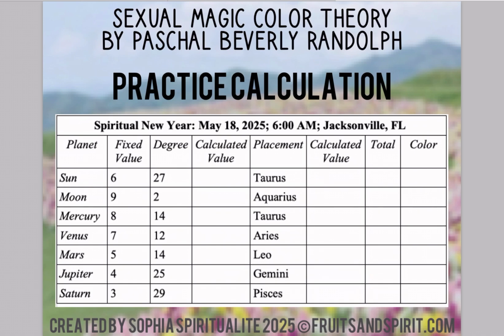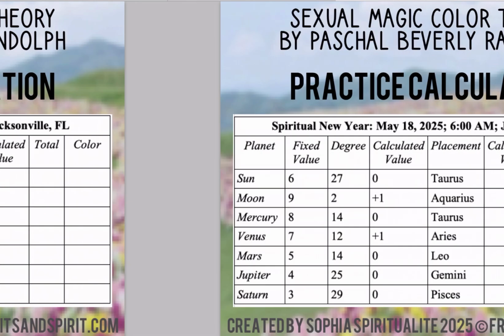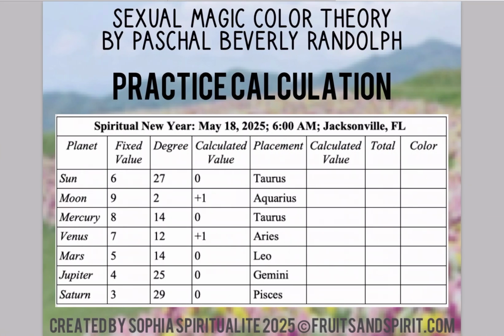So as you can see, I put in the fixed value, so we didn't have to look anywhere for that. I put in the degrees, and I put in the placement. So 27 of Taurus, 2 of Aquarius, 14 of Taurus, 12 of Aries, 14 of Leo, 25 of Gemini, 29 of Pisces. It's all on this chart, okay? All right, so now we're going to calculate the value. So 27 degrees. Hold on, let me open up my page.